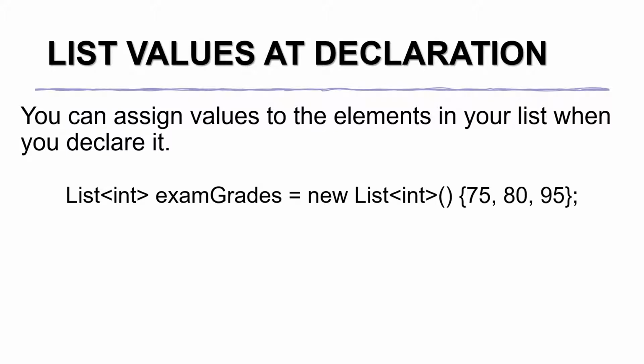If you do want to put values at declaration, it's very similar to the same way that you did it for an array, where you write out the list just like before, but you can use your curly brackets to open and close, and then what goes in between them is added to the list right away.